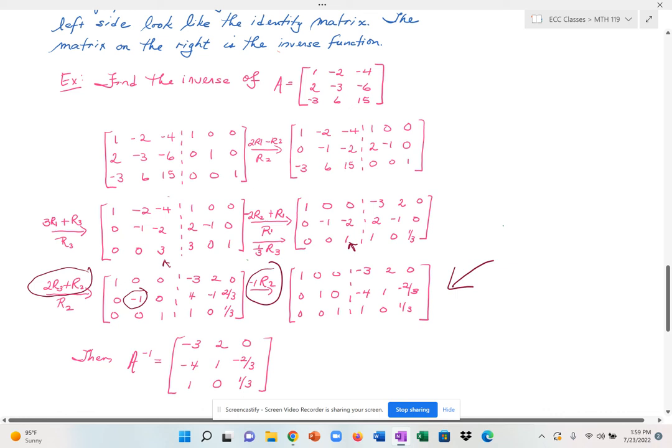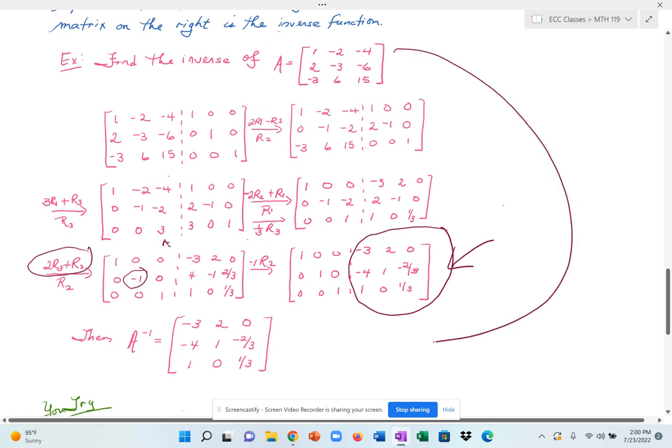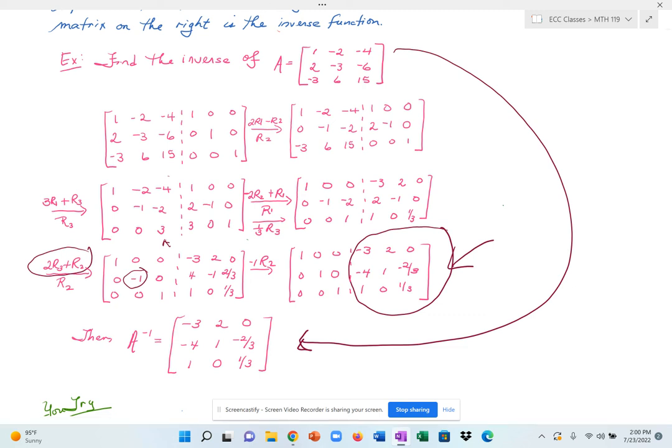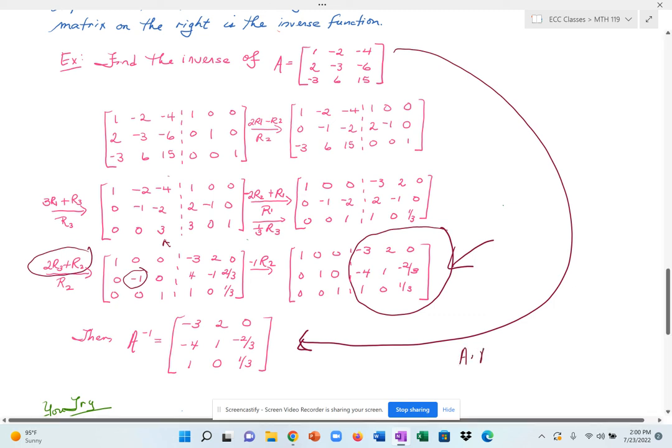I have now accomplished what my goal was to make the first three columns look like the identity matrix. So that means that what's left on the right side is the inverse. So the inverse of A are the last three columns, which is -3, 2, 0, -4, 1, -2/3, and 1, 0, 1/3. And again, if you weren't sure if you did it right, if A times A inverse equals I sub 3, then that would be your check. And it does work in this case.